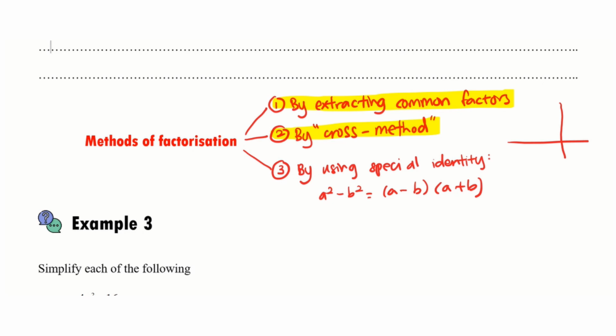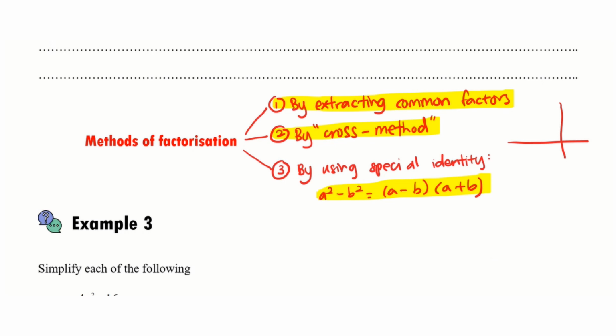Then after that, the next method that we have learned is to do by using special identity. So the use of special identity that we are focusing on is the a squared minus b squared, which equals a minus b times a plus b.